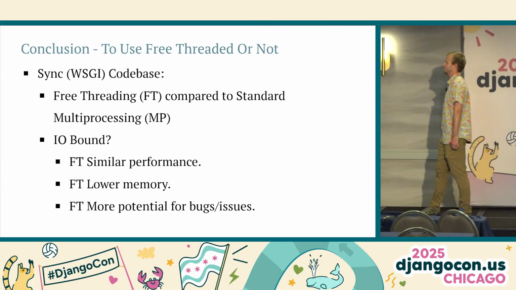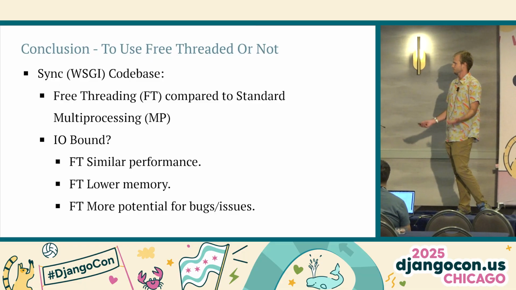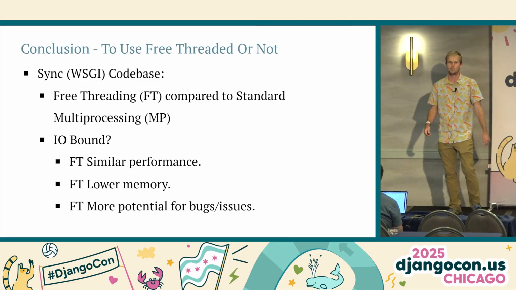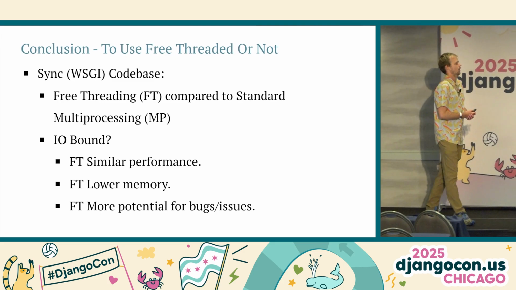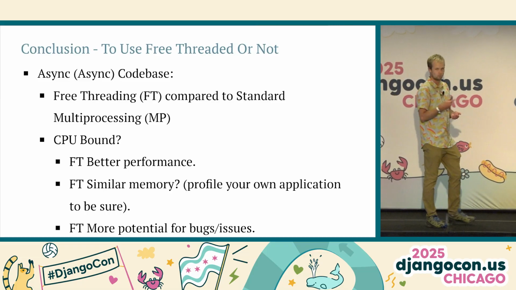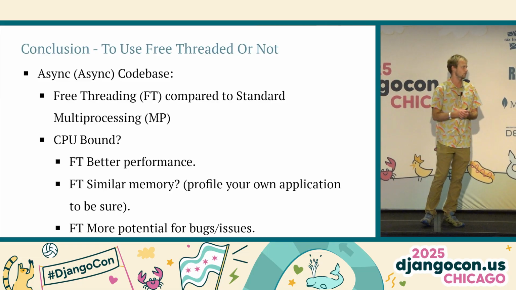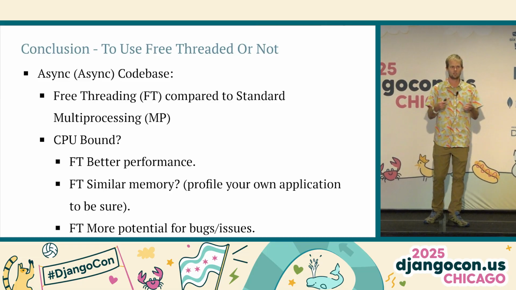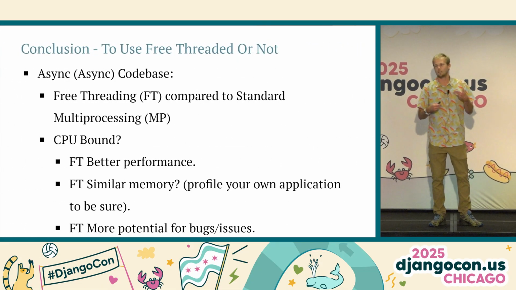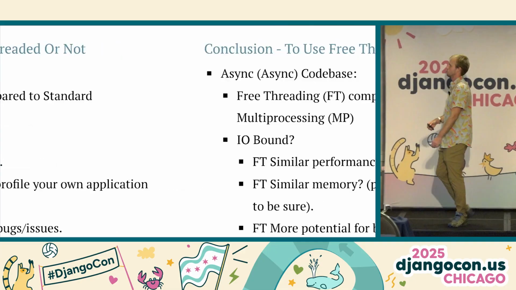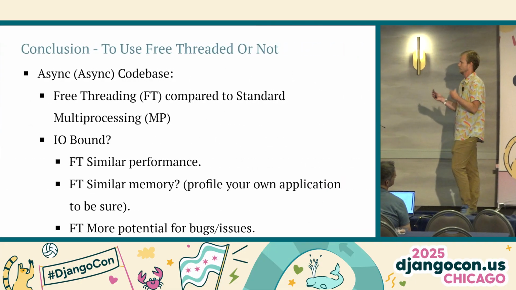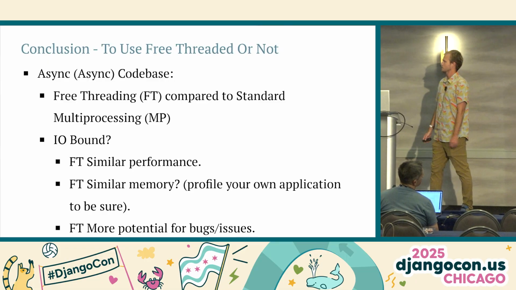And if you're I/O bound, similar performance, but it doesn't help you as much if you're I/O bound. And in the async case, if you are CPU bound, I think it really helps the async case. We just showed that with the graphs. If you've got some CPU intensive async work that you're running in threads, this is going to be a benefit, but you still have more potential for bugs and issues, so be aware of that. And then I/O bound, a little bit less significant.